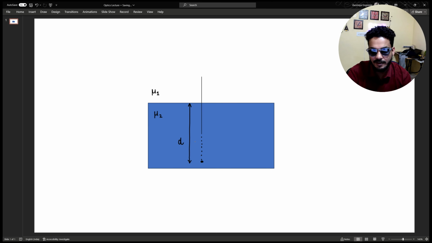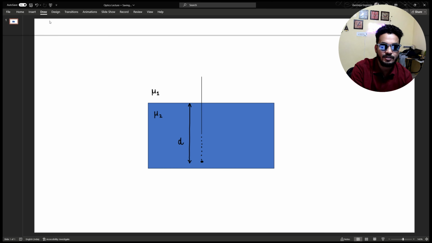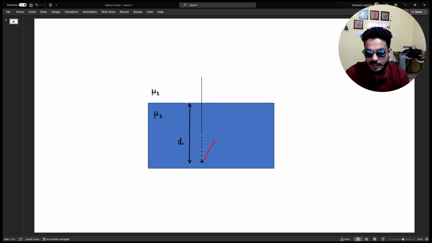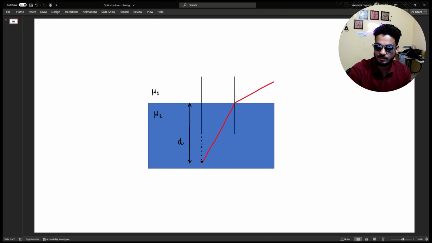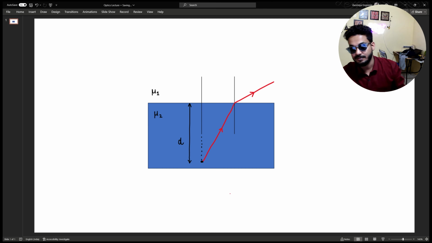Now when I make the rays for this one, like the actual rays which are coming out from this, it will come like this, let's say. And let me make another normal right here, somewhere around here is the next normal. Now as it is going from a denser medium to a rarer medium, it bends away from the normal like this. This is how the ray actually travels.